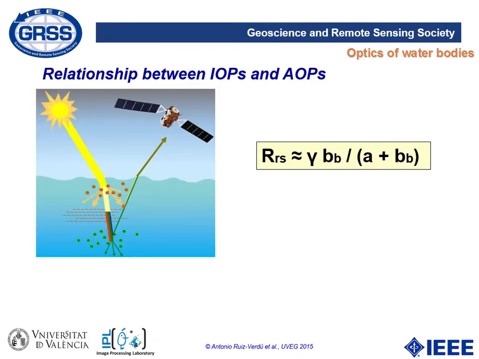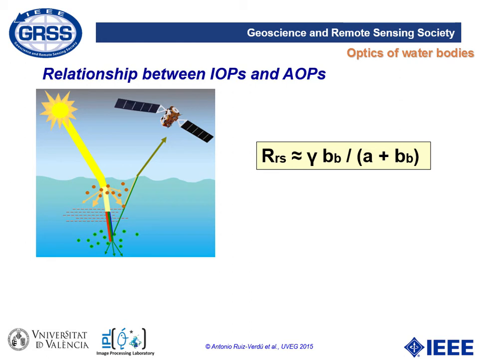So, once we have seen basically the main inherent and apparent optical properties, it's very important to know the relationship between both. And why is this important? Because inherent optical properties are directly correlated with the optically active constituents of water. And it would be very important if we can also correlate the apparent optical properties, what we see from a remote sensor, from a satellite, with these inherent optical properties.